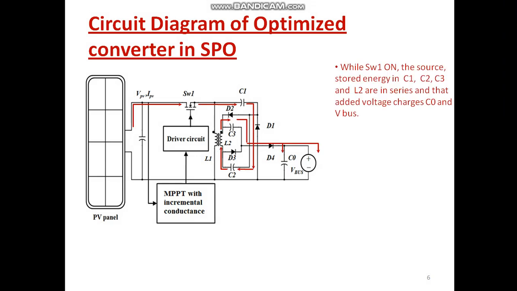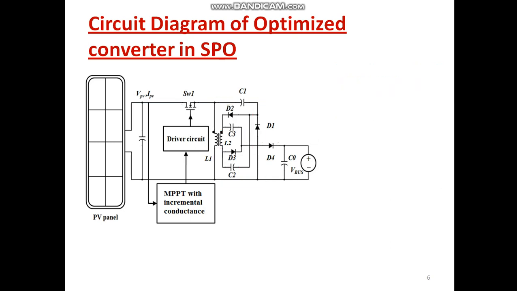Initially the switch S1 is on. At that time the source, the solar panel, stores energy in capacitor C1. Then capacitors C2, C3 and inductor L2 are in series, and their voltages are added and charge the output capacitor C0 and V bus. V bus is the DC bus. That is exactly what happens during the on condition. See, I have explained the path very clearly.